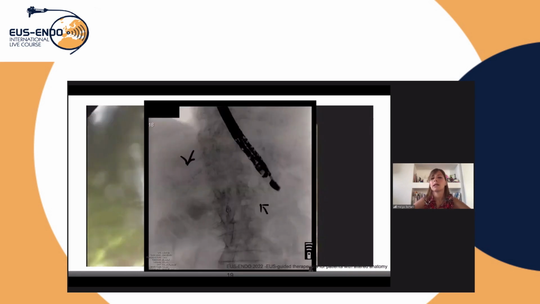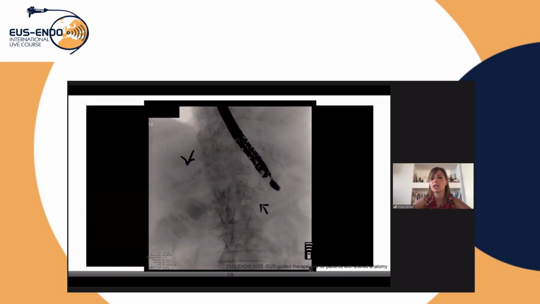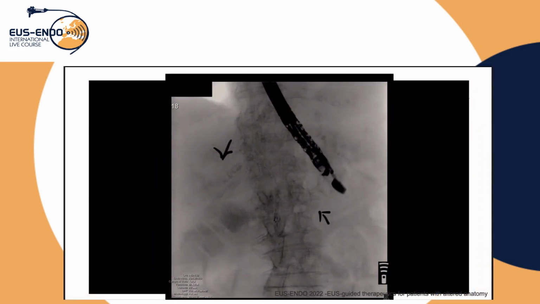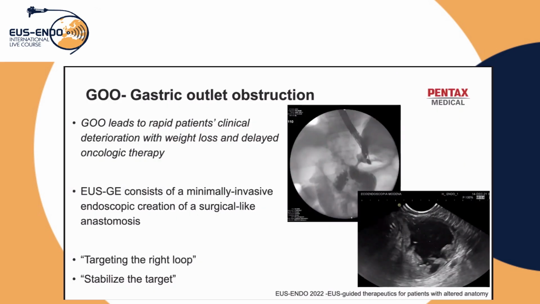And you can have an X-ray control after the procedure. You can see the LAMS, you can see the injection of the afferent jejunal loop, but also the injection of the biliary tract, because the patient has a hepaticojejunostomy.